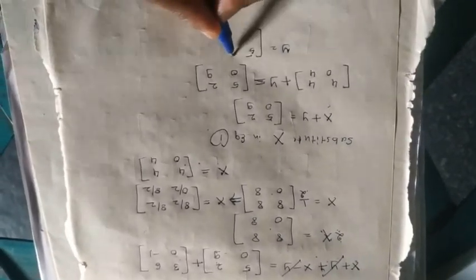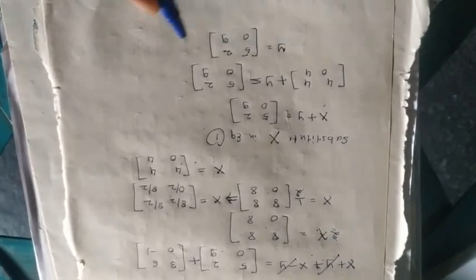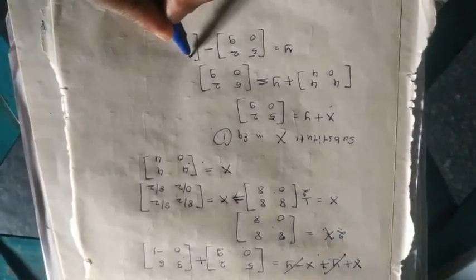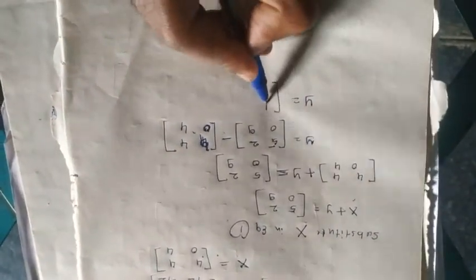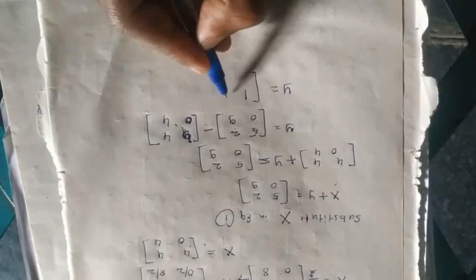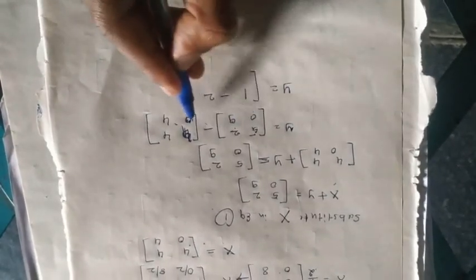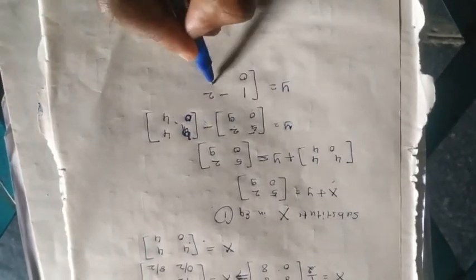Then Y is equal to 5 2 0 9 minus 4 4 0 4. So subtraction between the two matrices: 5 minus 4 is 1, 2 minus 4 is minus 2, 0 minus 0 is 0, 9 minus 4 is 5. So this is your Y.